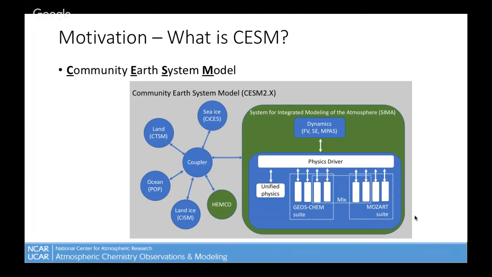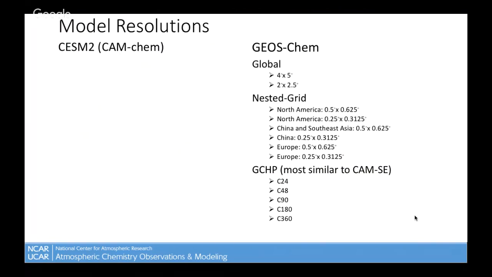Now, where it gets a little bit complicated is with model resolutions. So here is the basic framework for model resolutions within GEOS-Chem, where you have the global 4x5 and 2x2.5. In addition, you have a number of nested grid simulations. And then third, you have GCHP, which operates on a cubed sphere grid.